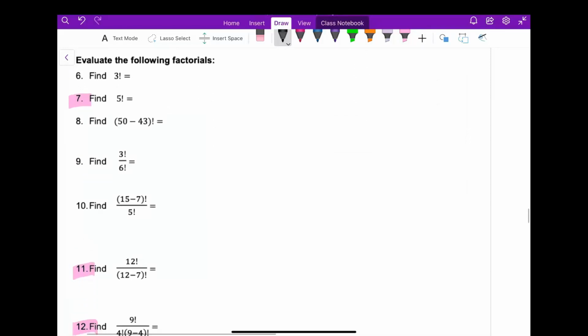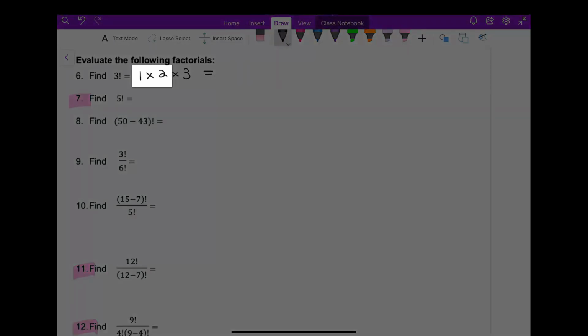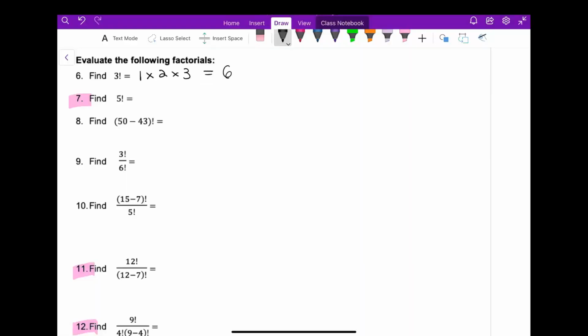Let's try some of this. Number 6, 3 factorial. So we're going to go from 1 all the way to 3. Multiply 1 times 2 is 2, 2 times 3 is 6. That's it. You try number 7. We actually also have order of operations mixed in with a symbol, so I can use this in several different ways.